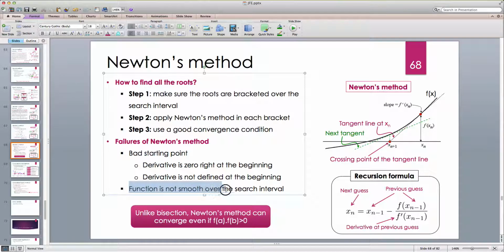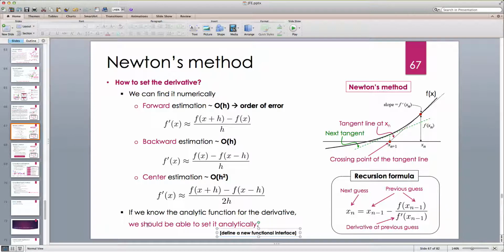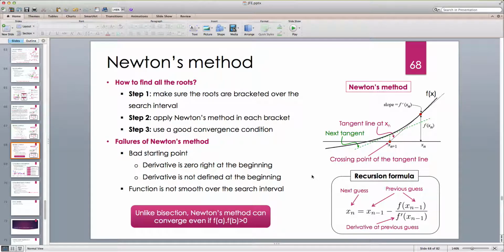Okay, so if the function is not smooth, then we might run into some point during the recursion where the derivative doesn't exist. It doesn't have to be in the beginning, but it might be at some point during the iteration. So that could also make Newton's method fail. But there's one more thing that we discussed before: if I know the analytic expression for the derivative function, we should be able to set it analytically instead of numerically calculating the derivative.